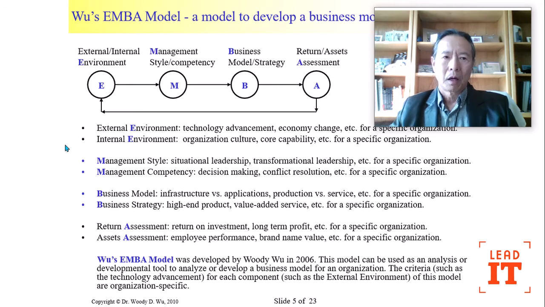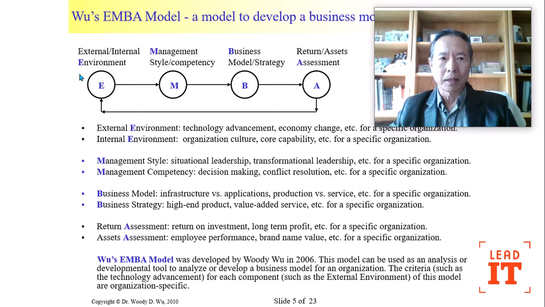For example, if the external and internal are both fine and your management skill, management style, is not that good, you may survive. But once the external or internal changes fast and dramatically, like a new technology comes, if you have leadership teams, we call them managers or leaders, who are not that good, you are going to be in big trouble. B, business model and strategy. Business model, you want to do an infrastructure versus applications comparison, product versus service comparison.